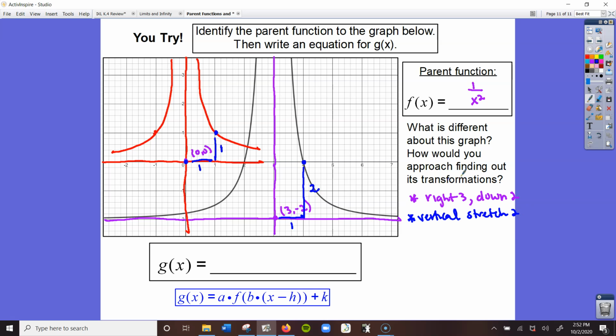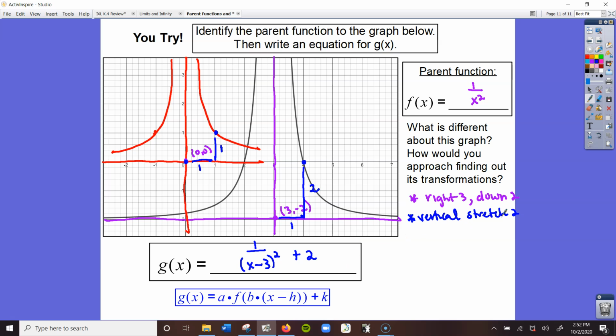So now that I have all of my transformations, I'm ready to write the equation for my graph. So remember, the parent function is 1 over x squared. That means that my equation will be 1 over, and then I'm going to open my parentheses to indicate anything that's affecting my x's. I'm going to put x and then put the exponent on the outside. So what did it do horizontally? It went to the right 3. So I'm going to write minus 3 since we always do the opposite. It went down 2, so I'm going to put plus 2 on the outside.